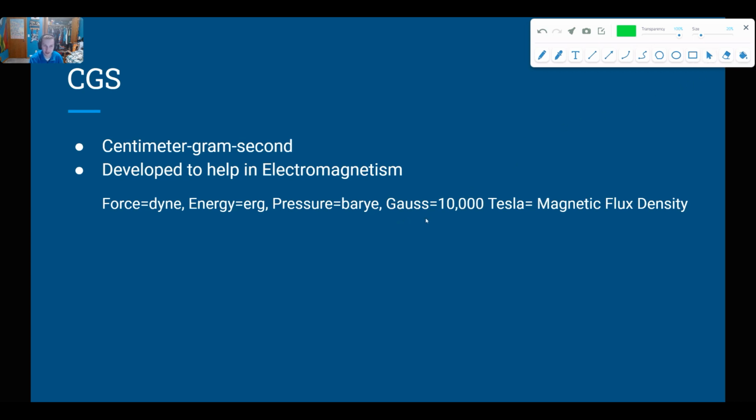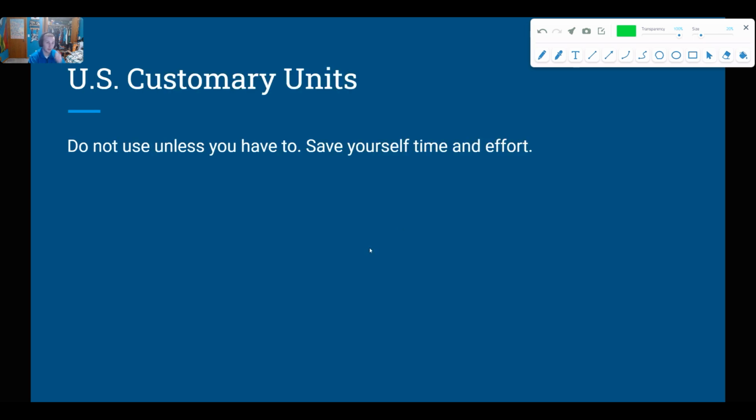That's honestly probably the most common one that's still used today, the Gauss, because the Tesla is such a large unit compared to the Gauss. So yeah. And then we have the US customary system. And here's all I have to say about it. Do not use unless you have to. Save yourself time and effort.